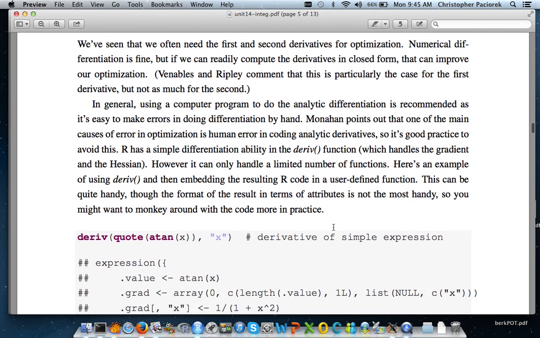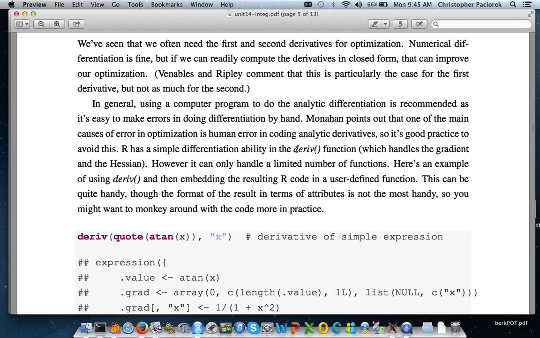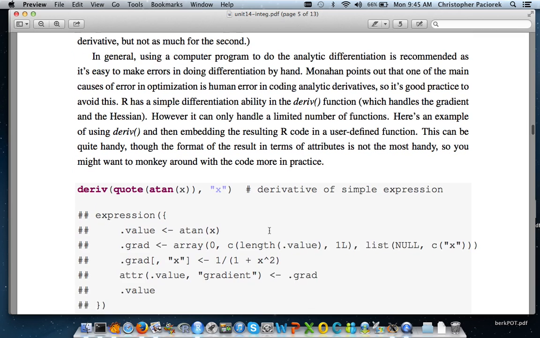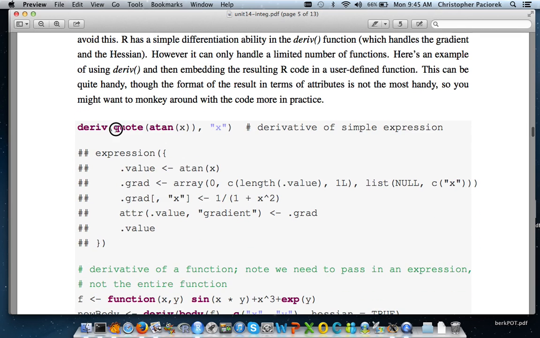R will actually do a little, well, we've actually already seen this in one of the examples in the optimization unit. I used this deriv function to do symbolic derivatives so that I could then plug those into a numeric optimization calculation. If we give it an expression and tell it what we're differentiating with respect to, it will give us back a new expression that will compute the gradient for us. So that's a nice thing to be able to make use of.